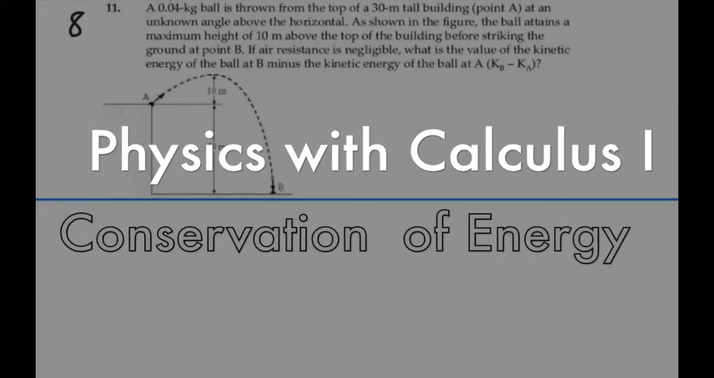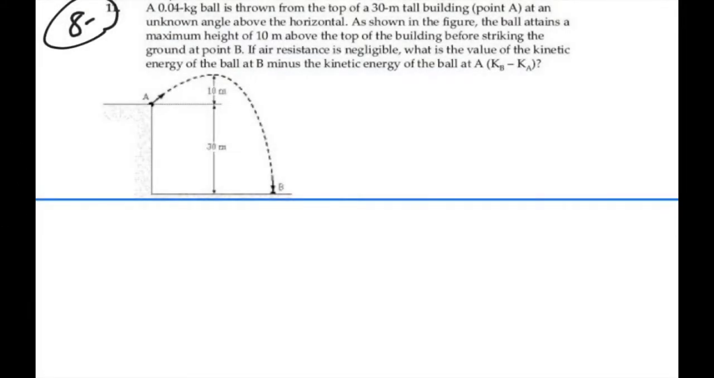Here's problem 811. A 0.04 kilogram ball is thrown from the top of a 30-meter tall building, point A, at an unknown angle above the horizontal. As shown in the figure, the ball attains a maximum height of 10 meters above the top of the building before striking the ground at point B. If air resistance is negligible, what is the value of the kinetic energy of the ball at B minus the kinetic energy of the ball at A? In other words, what is K at B minus K at A?